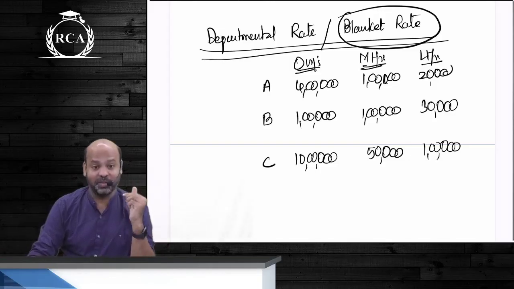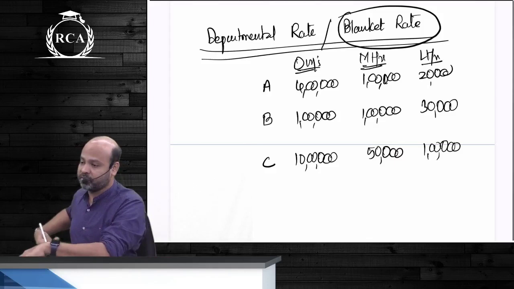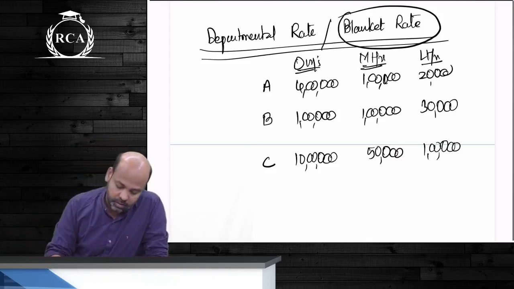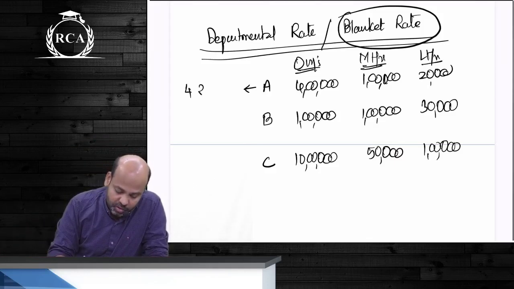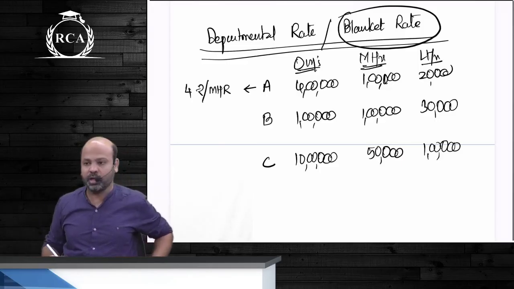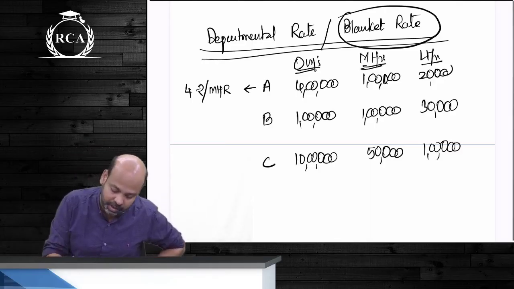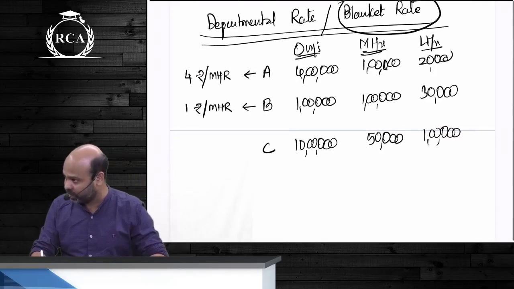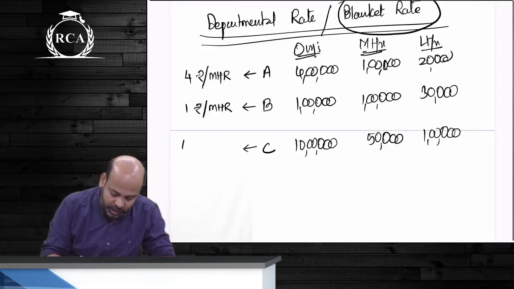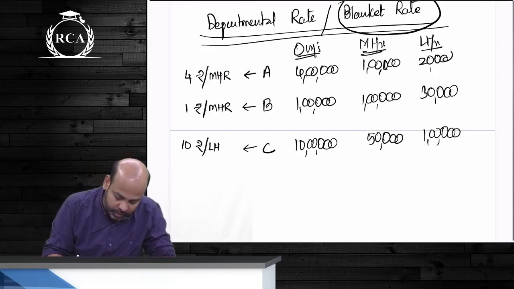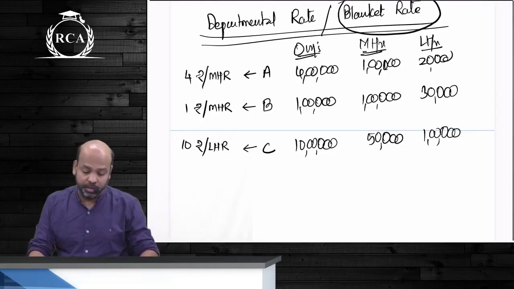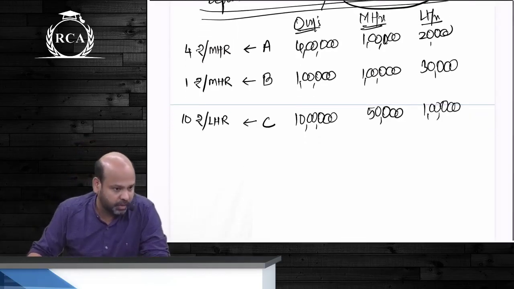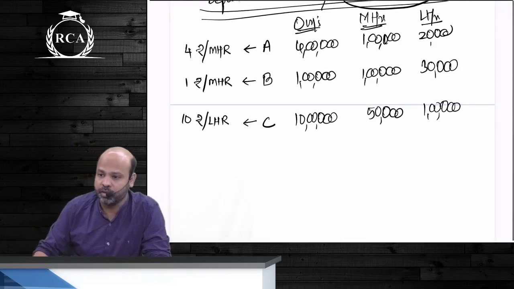The first department, are you going to absorb overheads on the basis of machine hours or labor hours? So the overhead recovery rate will be 4 rupees per machine hour. For every hour of work, you're going to allocate 4 rupees to a product. Second department, again, I'll write 1 rupee per machine hour. The third department is labor intensive. You're going to divide it by the number of labor hours. You will have 10 rupees per laborer. This will be my recovery rates for all the departments. First 2 departments on the basis of machine hours, third department on the basis of labor hours.